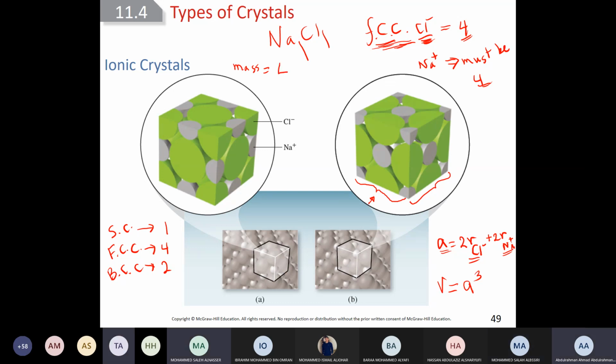4 times the molar mass. What's the mass of chlorine? 35.45, exactly. Plus 4 multiplied by 23, the mass of sodium. And everything is in AMU. You change it to volume, then you can find the density. Is this easy or difficult?